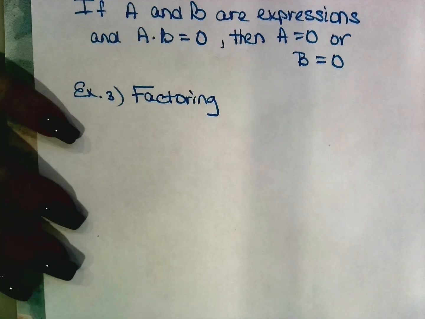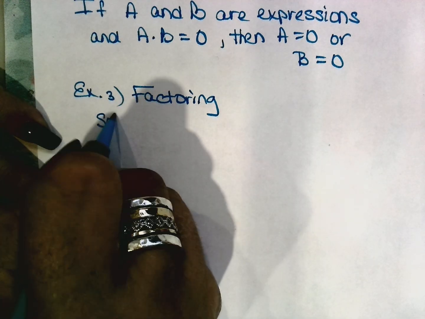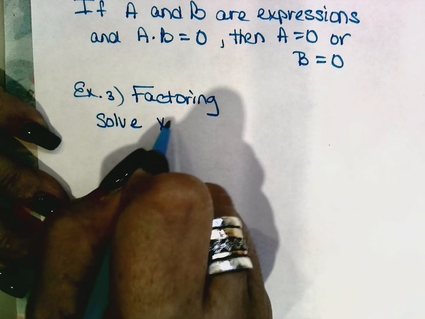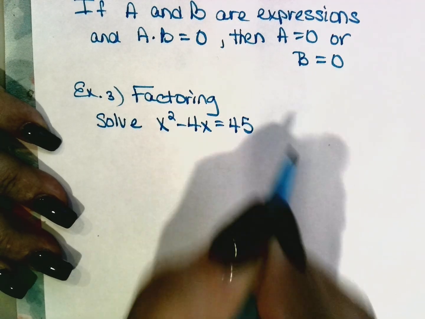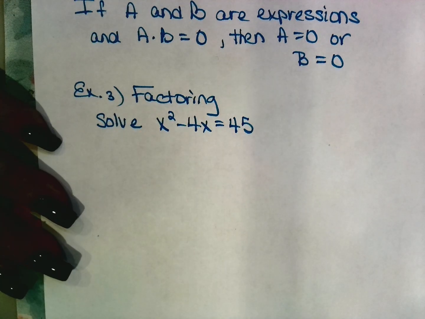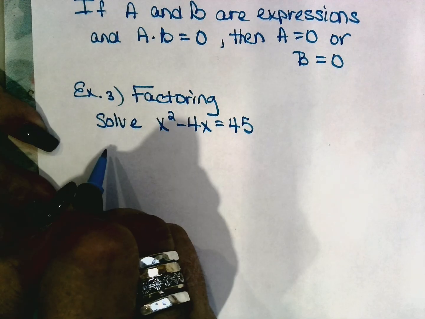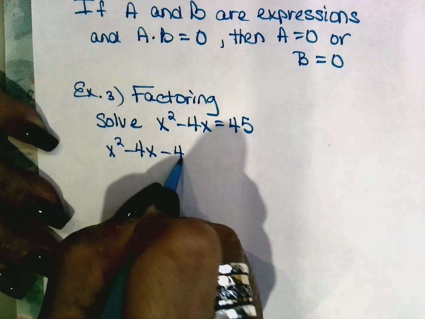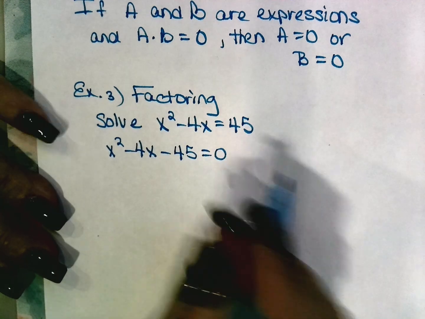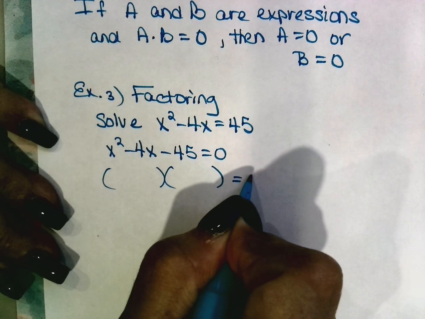And this is where that worksheet comes really handy. All right, so let's say I give you solve x squared minus 4x equals 45, and I ask you to solve that by factoring. First thing you're going to do is move everything to the left. Okay, and we're going to get x squared minus 4x minus 45 equals 0. We put it in standard form, and we try to see if we can find factors.